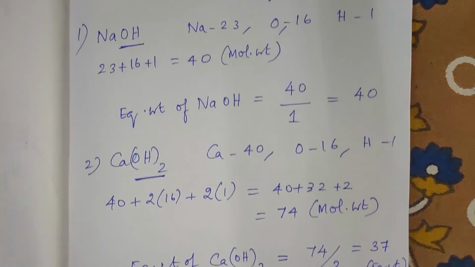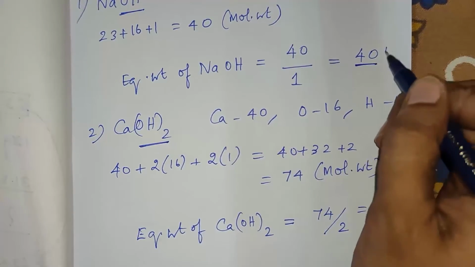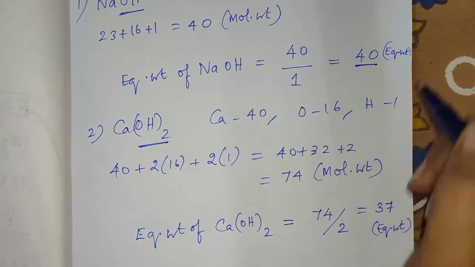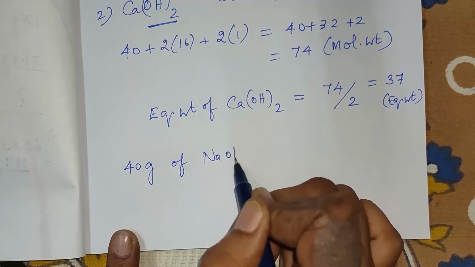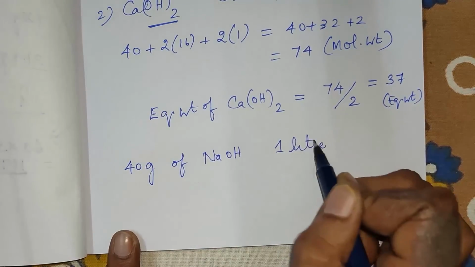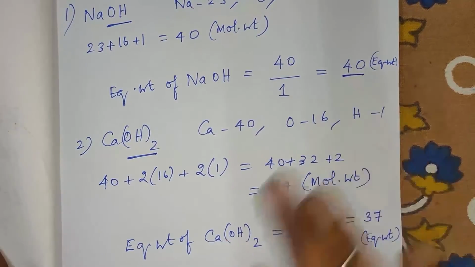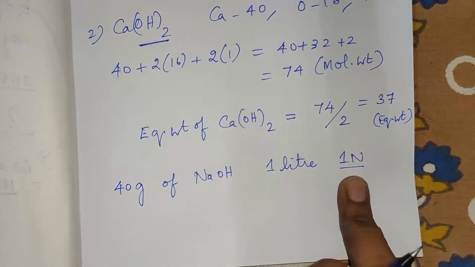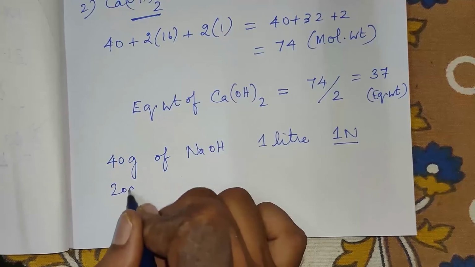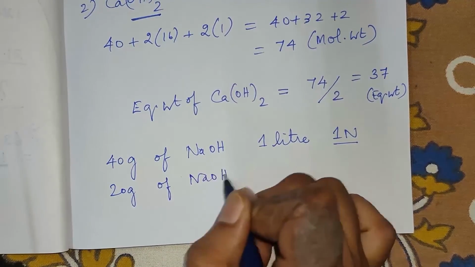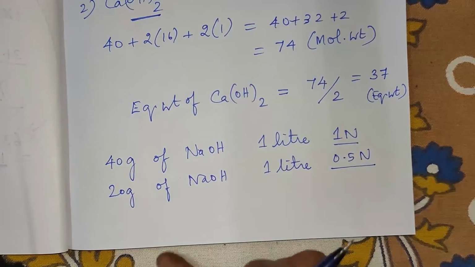We have to find the equivalent weight of bases using this formula. So now I am going to take the equivalent weight of sodium hydroxide. If I take 40 grams of sodium hydroxide and dissolve it in 1 liter, it is a 1 normal solution. So I should take a weight equal to its equivalent weight and dissolve it in 1 liter so that I will get a 1 normal solution. Now, if I take 20 grams of sodium hydroxide and dissolve it in 1 liter, I will get a 0.5 normal solution.